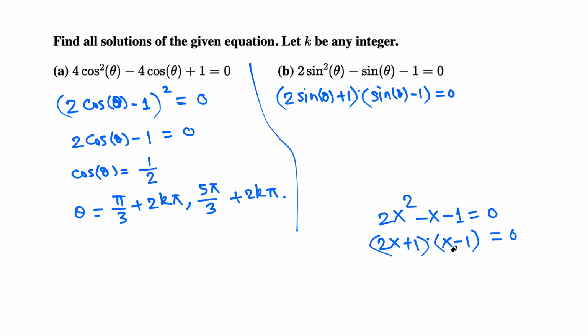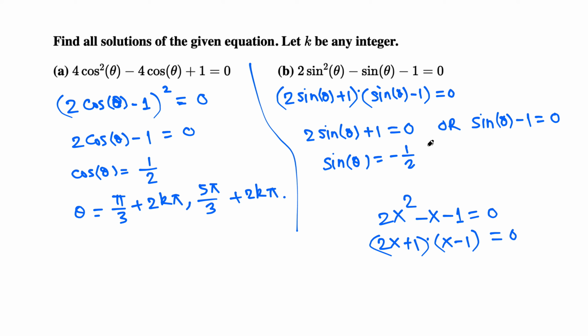And we know that when we have a product equals 0, either first one 0 or second one 0. So here 2 sine theta plus 1 equals 0, or sine theta minus 1 equals 0. So from here we isolate sine theta, then isolate theta. Subtract 1 from both sides, then divide by 2. That means sine theta equals negative 1 over 2. Okay, subtract 1, divide by 2. Here sine theta equals, add 1 both sides.